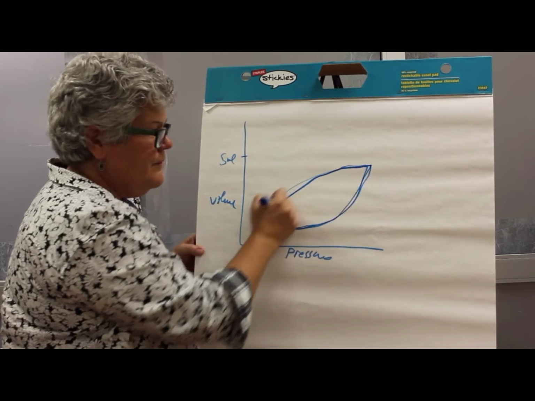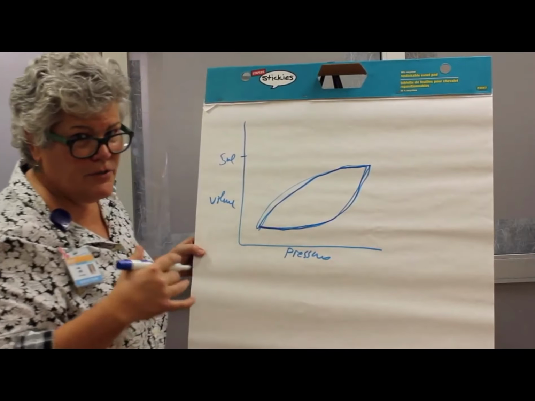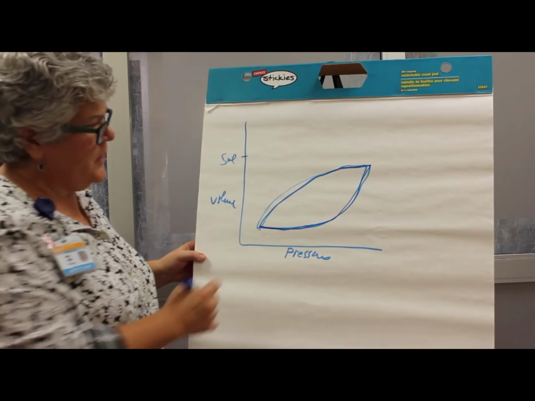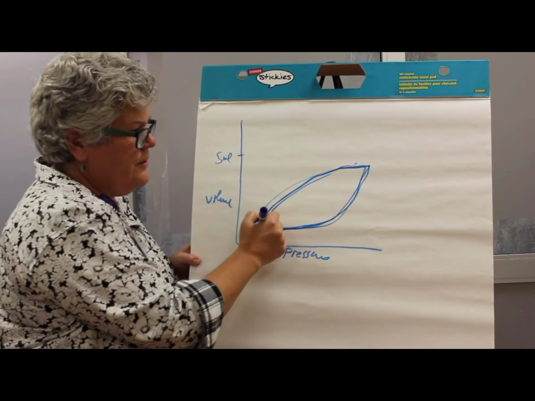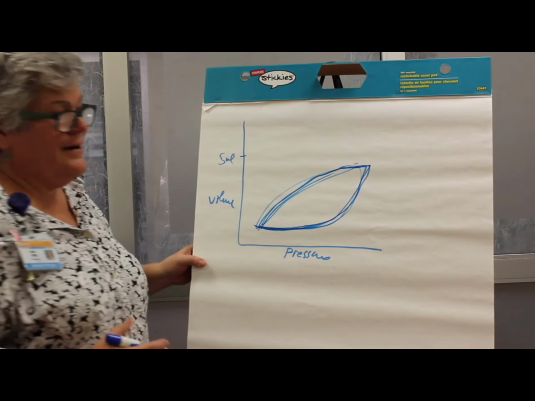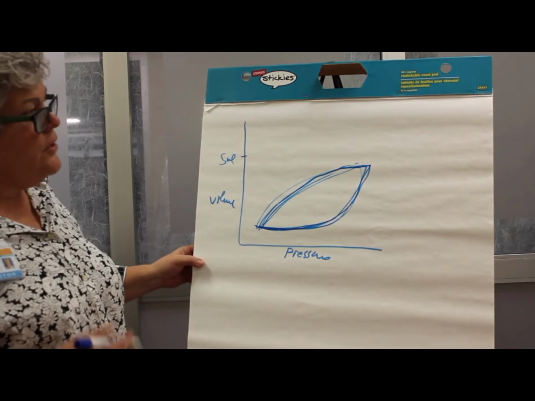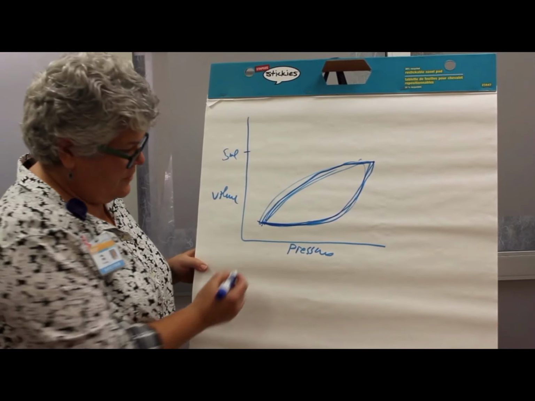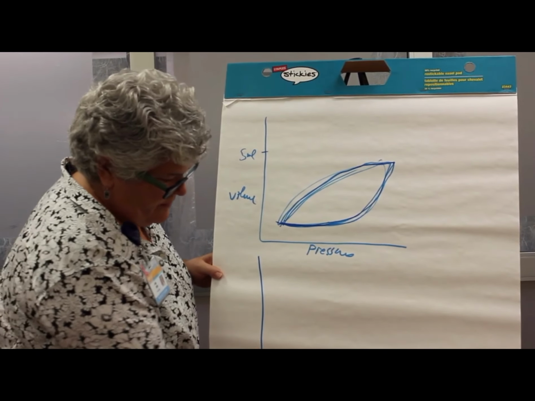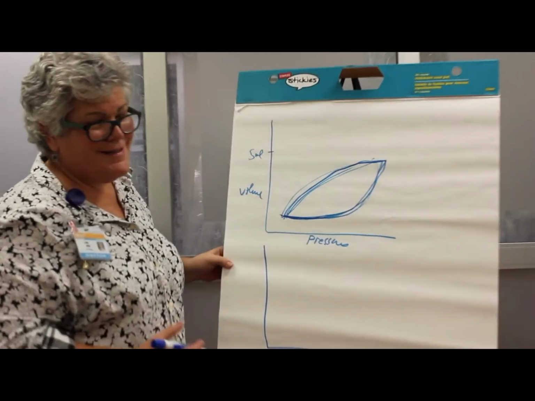And these will look like this. You can even stack them. There's a way to do that on the back. We won't go into that. So you can see that these loops are very consistent for a nice, healthy, compliant lung. We don't tend to have those. So what we might have is a baby with a very stiff lung.